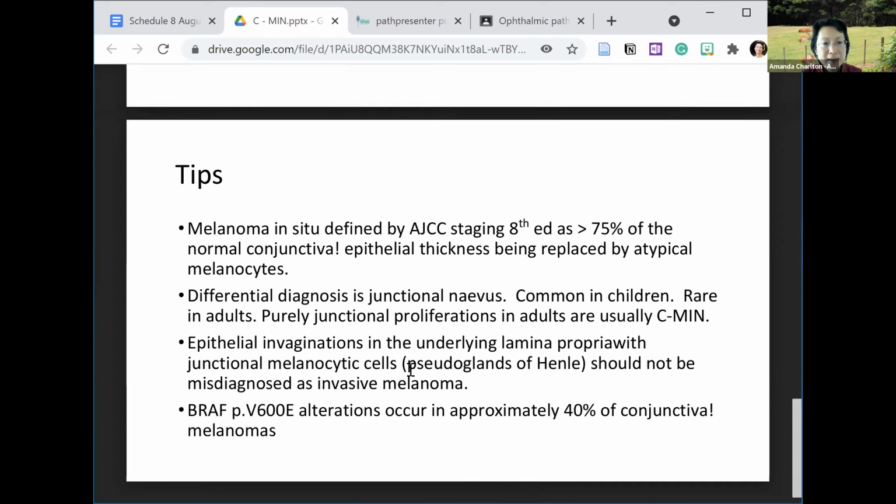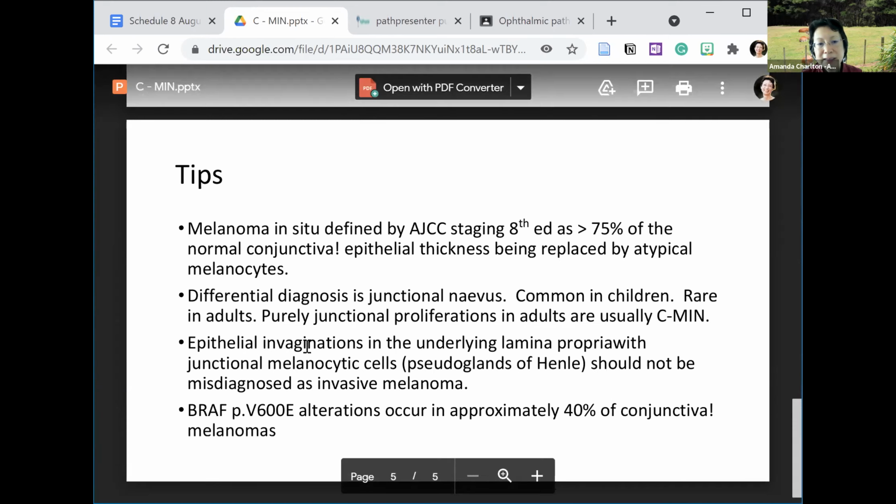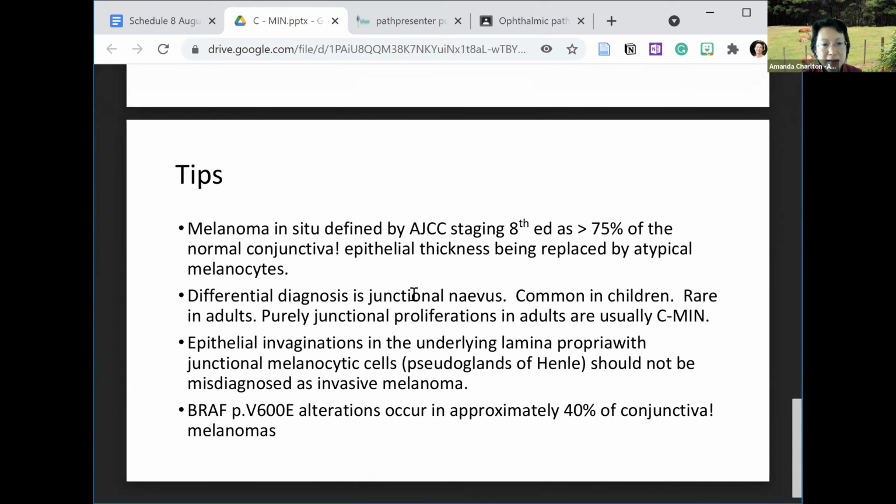And these epithelial invaginations, we will have a look in some of our slides. This is a feature that you often see in children associated with nevi. And they dip down into the underlying subepithelial stroma. It's not invasion, it's following a normal epithelial lined structure.